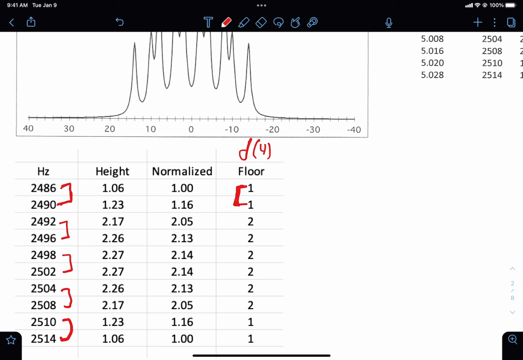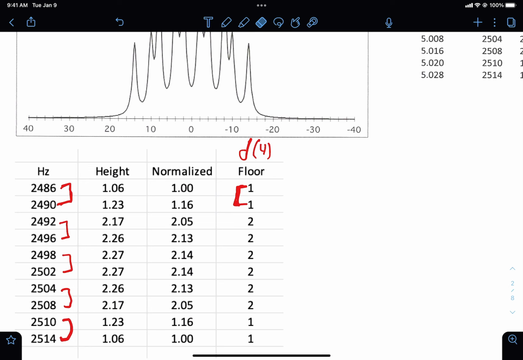None of these other relationships are doublets of 4s. For example, this pair here, the 2490 to 2492, that's a 1-to-2, and the separation is 2. So we're not looking for that. We're looking for doublets of 4 because that's what our outermost pair tells us to look for.